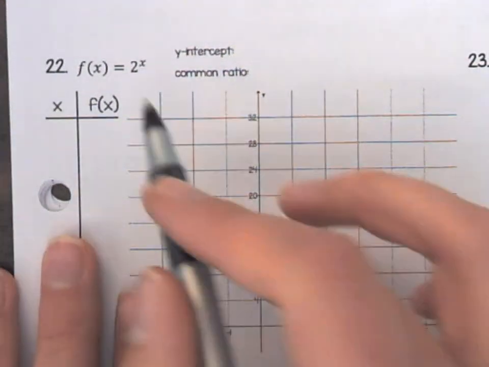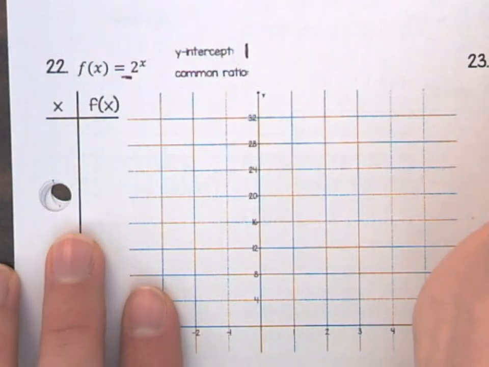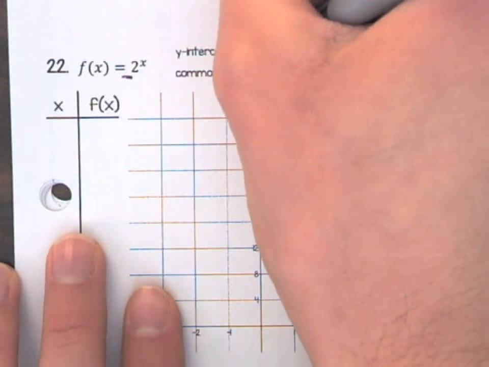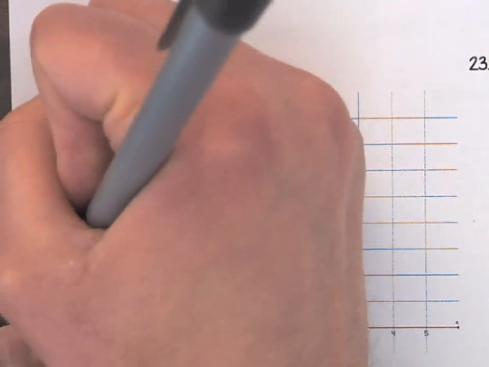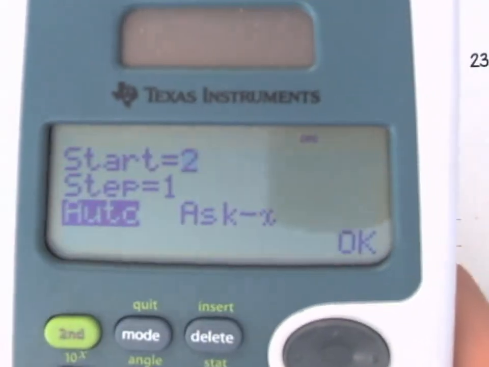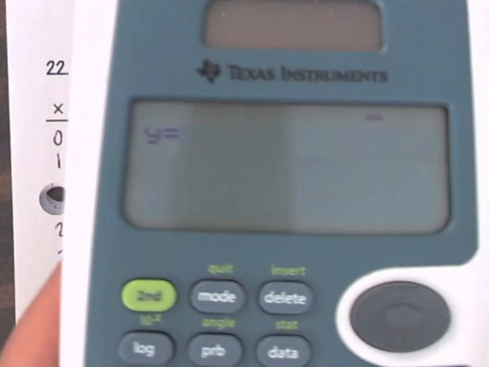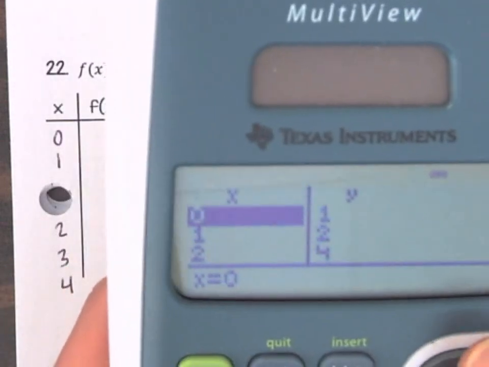Okay, next one. So remember, if it doesn't have an extra number in front, then your y-intercept is 1. Common ratio is 2 because that's the one that has the x on it. So this is the one where we'd want to use our table. Okay, so our equation is just 2 to the x power. Press OK, scroll up.